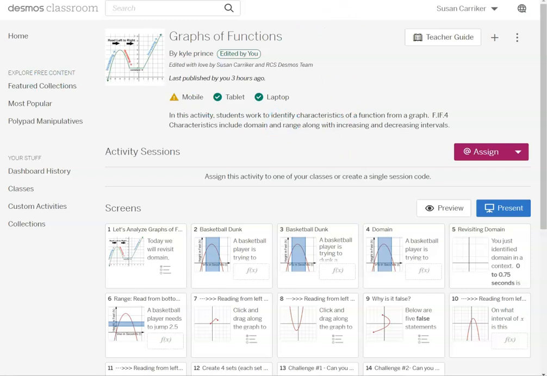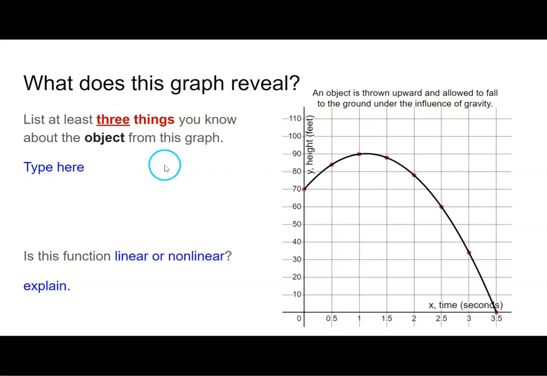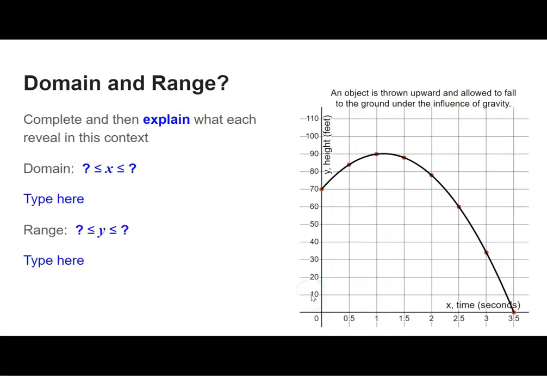So the next activity is characteristics of functions, and it's in your slides. You're given a graph of an object just thrown upward and allowed to fall to the ground under the influence of gravity. And they are to tell me 3 things that they notice in this graph. Something you notice about this object, what is it doing? And then, is this function linear or nonlinear? So again, we're pulling back in something from a prior lesson. We don't want to forget what those words mean, so we use them a lot. And then I'm going to ask them to complete the domains and ranges.